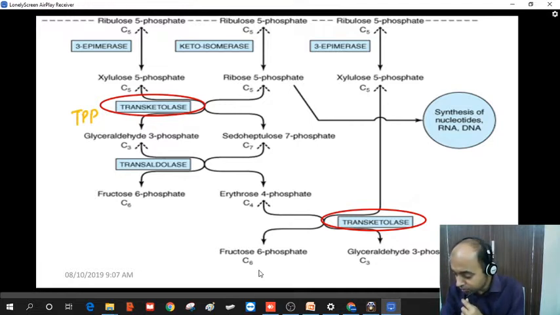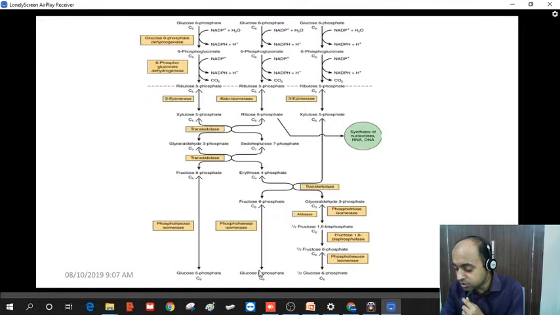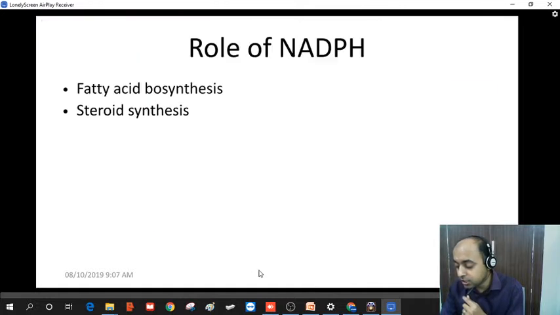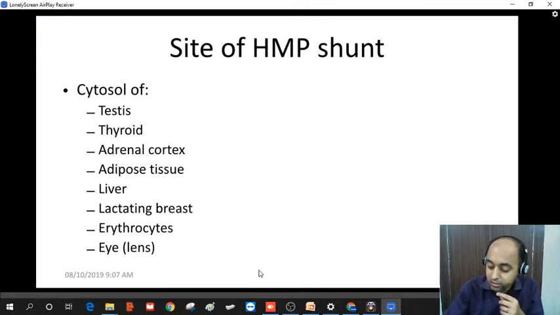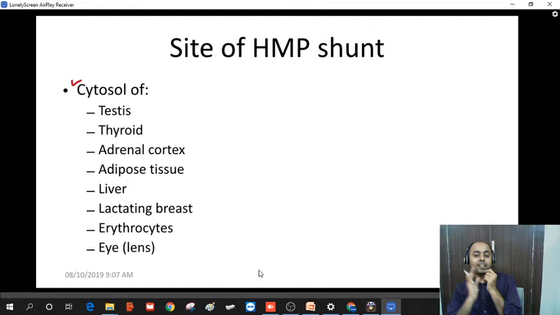So, a quick recap for the HMP shunt. The tissues where HMP shunt is upregulated are the testis, thyroid, renal cortex, adipose tissue, liver, lactating breast, erythrocyte, and lens. The compartment where the synthesis occurs is the cytosol. The starting material is 3 molecules of glucose 6 phosphate. The end product is 2.5 molecules of glucose 6 phosphate with 3 CO2 and 6 NADPH. The rate limiting enzyme and target for regulation is glucose 6 phosphate dehydrogenase, and the process is ATP neutral. ATP is neither synthesized nor consumed.